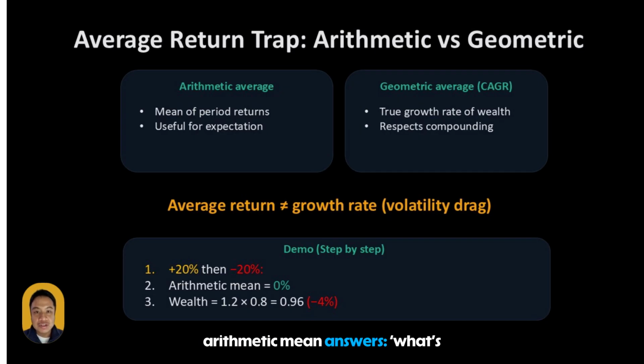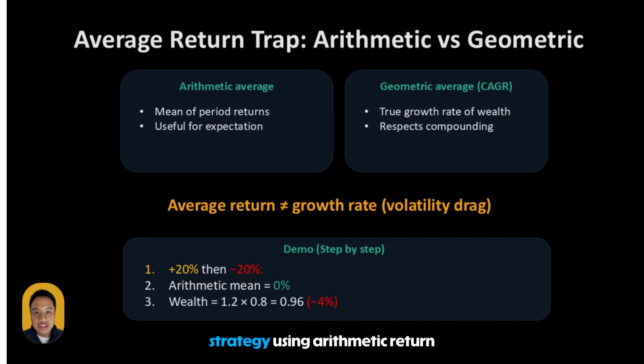Arithmetic mean answers: what's the average period outcome? Geometric mean answers: what constant rate matches the final wealth? For long-term investing and strategy evaluation, geometric CAGR is the honest measure. If a strategy alternates plus 20% and minus 20%, the arithmetic average is 0%, but wealth goes down. 1.2 times 0.8 equals 0.96. You lost 4%.